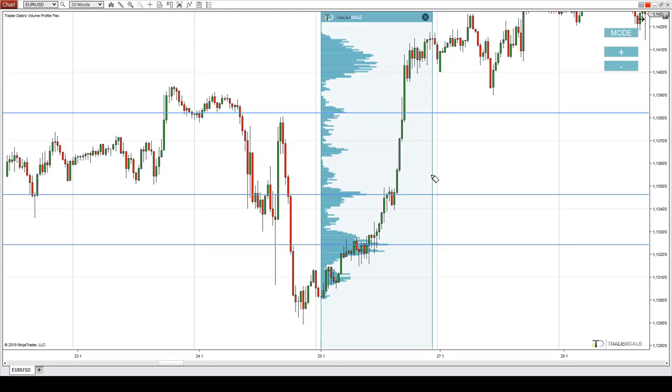And under normal circumstances, I probably wouldn't trade this volume cluster, because the price didn't really stop there, only for a little while, but then it moved upwards. What I like to see is a little rotation, like for example this one. But the reason I would have taken this trade is this confirmation.